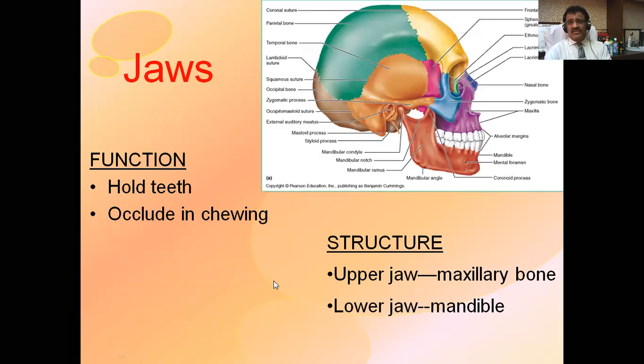And jaws now. There are two jaws, upper jaw and lower jaw. Upper jaw is made up of maxillary bone, and lower jaw is made up of mandibular bone. Jaws are anatomically called the alveolar process of maxilla and alveolar process of mandible. They hold teeth in them, forming one type of joint called peg and socket joint. It is one type of fibrous joint, and they occlude in chewing. While chewing, they get pressed, that is why we are able to eat mostly the hard substances which we require to eat.